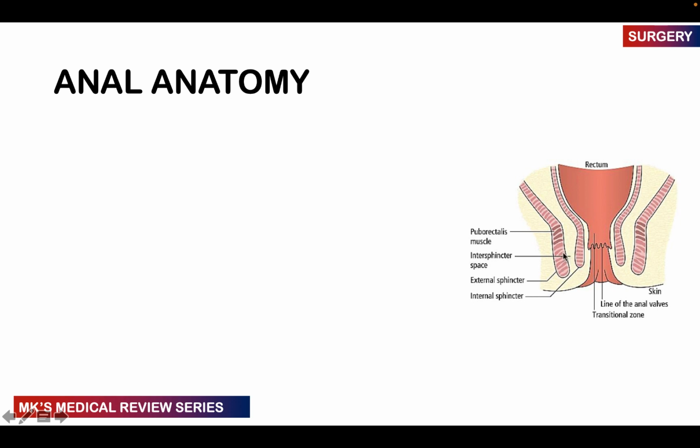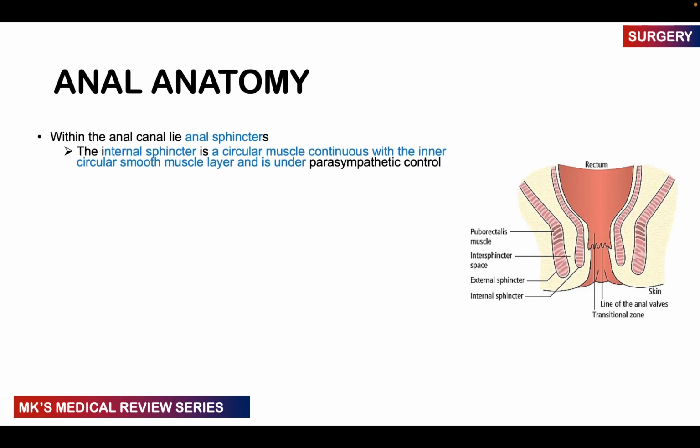And then you'll have 2 sphincters lining the anal canal: an internal sphincter, which is under the control of the autonomic nervous system, and an external sphincter, which is under voluntary control. The internal sphincter is the circular muscle lining the inner surface, and it's smooth muscle under the control of the parasympathetic nervous system, so it's under involuntary control.